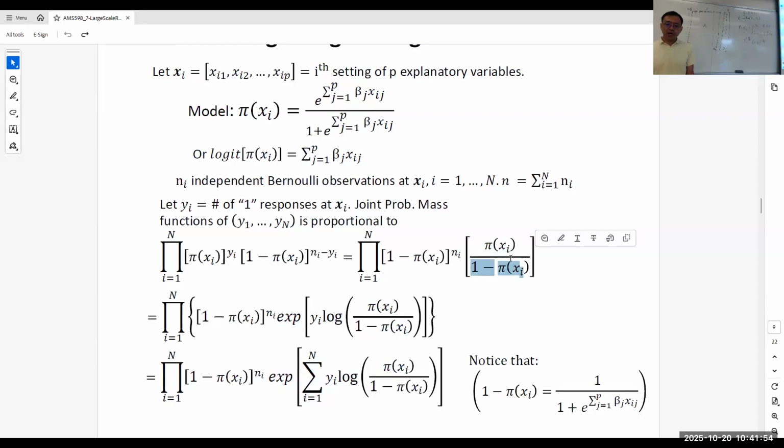Why do I want to do that? Because now if you do that, you can see the second term right here. That's your logit function. So in the first term, 1 minus pi(xi) is going to be equal to 1 minus e to the power of x beta over 1 plus e to the power of x beta, which is simply 1 over 1 plus e to the power of x beta, right? It's the same thing.